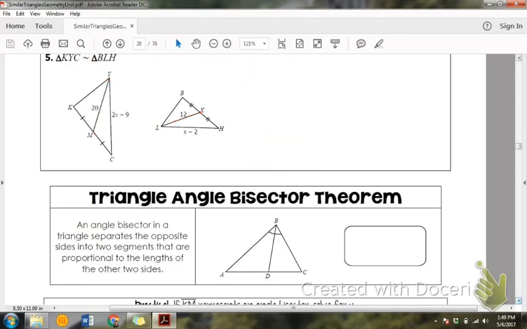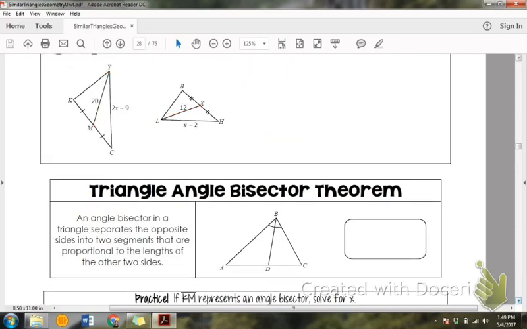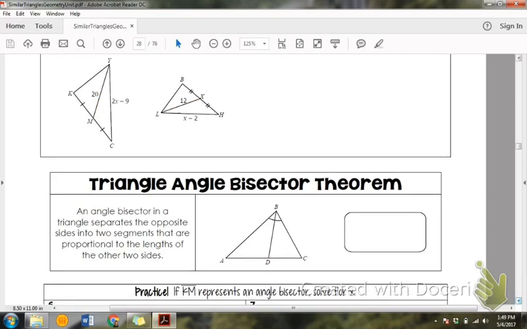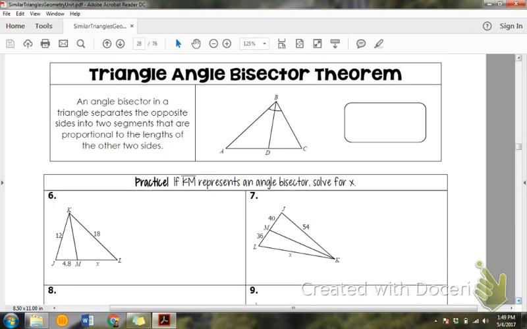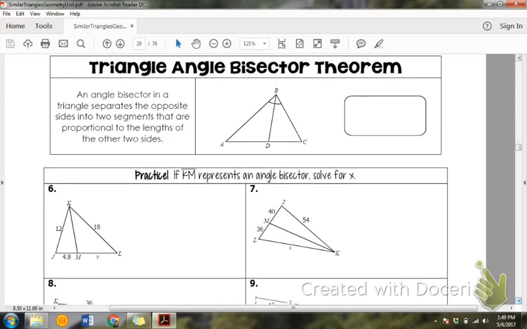Okay, the triangle bisector theorem. So this one is a little bit different. It says if you have an angle bisector in a triangle that separates the opposite sides into two segments that are proportional to the lengths of the other two sides. Everyone's good with that? Just kidding. Exactly, Trinka. It's a bunch of mumbo jumbo. Here's what it says, guys.